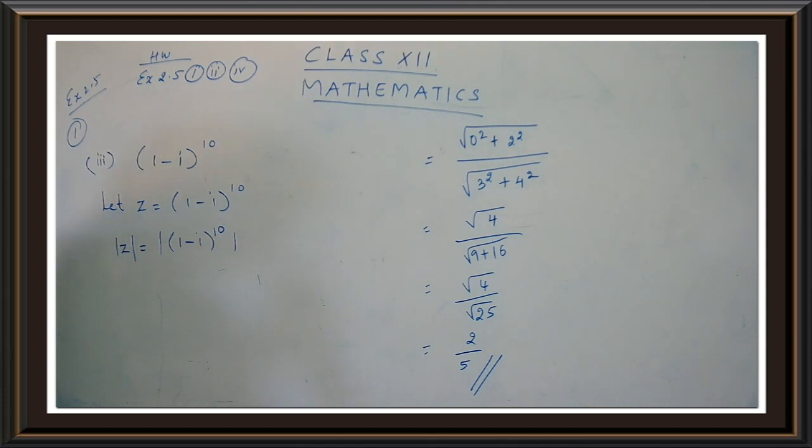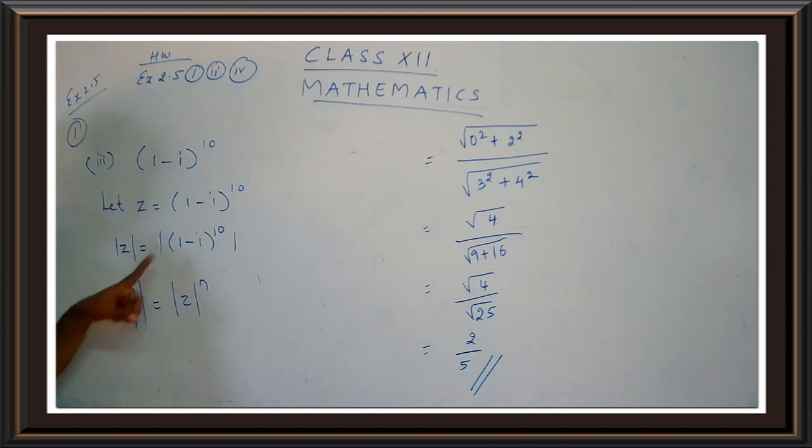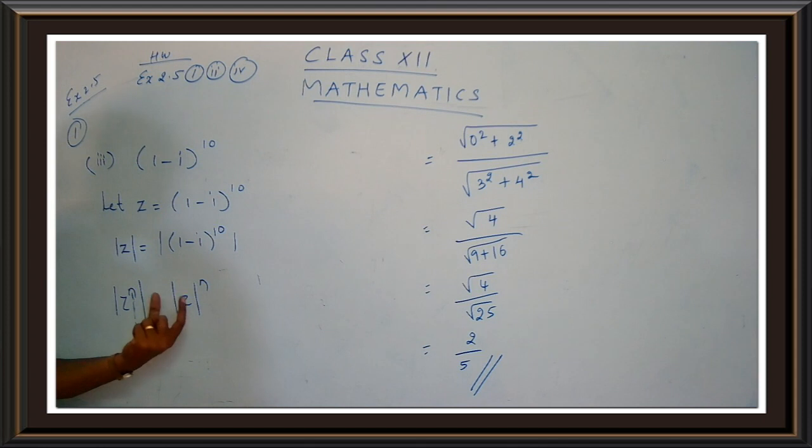Yes. Modulus of z raised to n. First it was like this, modulus of z raised to n. Now it will change to modulus of z the whole raised to n. First the n was inside the modulus sign. Now the n goes out of the modulus sign. That is the property. Modulus of z raised to n is equal to modulus z the whole raised to n. So be careful when you read. How to read it? Modulus of z raised to n is equal to modulus of z the whole raised to n. So let us write down this property over there.